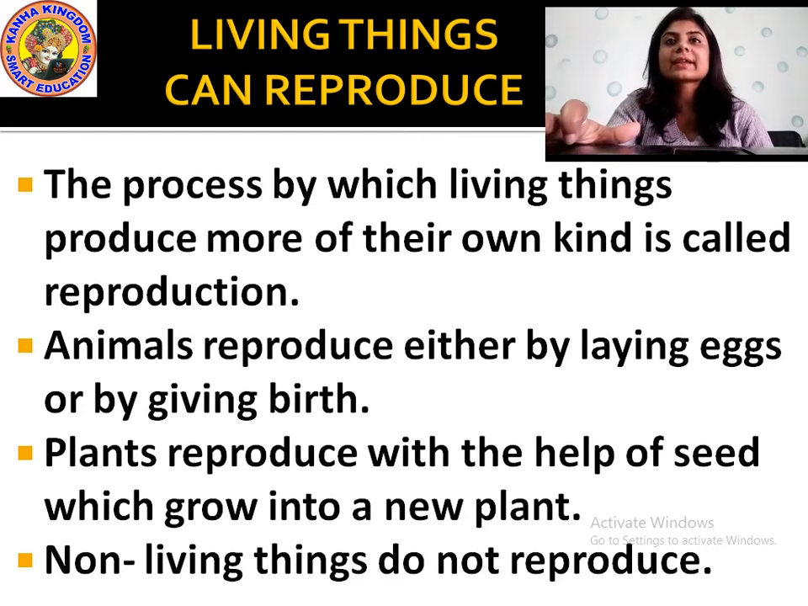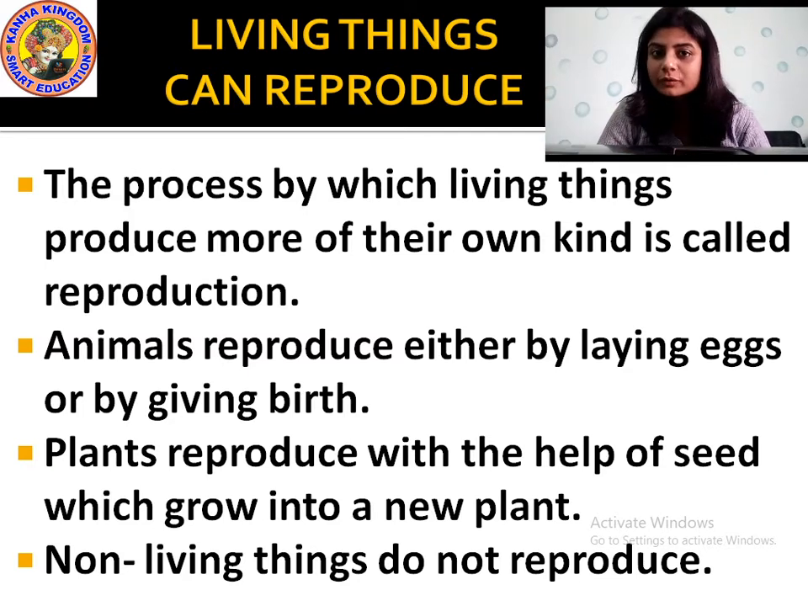So what are the characteristics of living things? That living things can move. All the living things can move from one place to another so that they can get their food and they can get their shelter. Some animals move with the help of legs, and some animals use their wings. Like birds, they use their wings. Fishes, they use their fins.